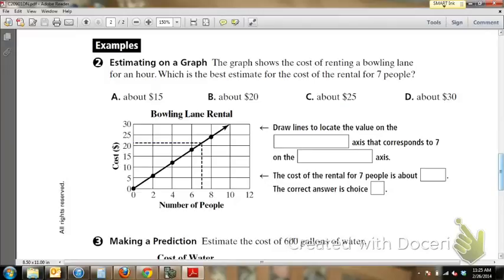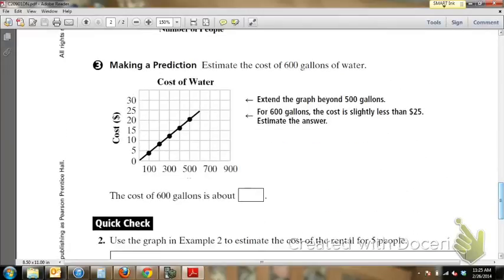Let's say it wasn't multiple choice, and we have to estimate what's going to happen if I were to extend a graph. So estimate the cost of 600 gallons of water. Well, here's 600. That's where 600 would go. My graph kind of goes there, but let's extend it a lot. Okay, so 600, I go up to the graph, I go over, and it's ever so slightly less than $25, so I would say that it's about $25. Okay, and that's it. So you may have to extend the line.